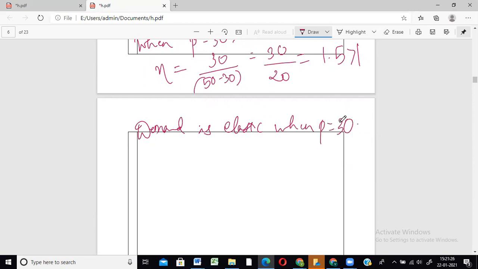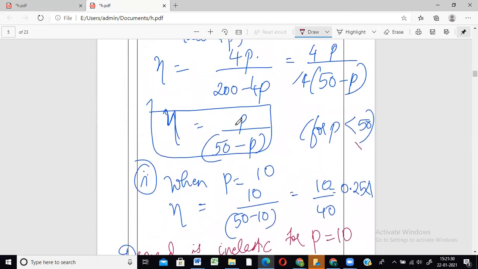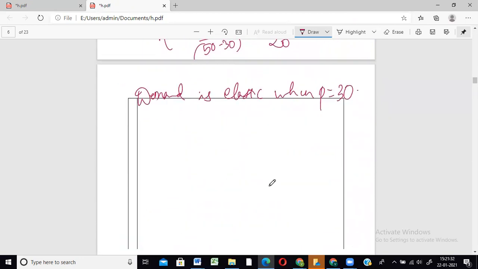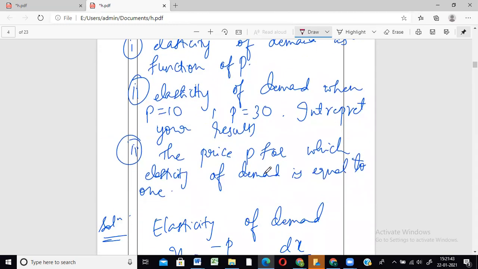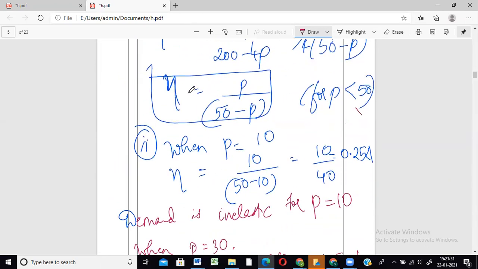Okay. So when price is 10, the demand is inelastic. When price is 30, demand is elastic. Okay. So now the third one, the next sub question. In the second sub question, they asked to find these two values and interpret the results. The third one is the price P for which the elasticity of demand value is equal to 2.